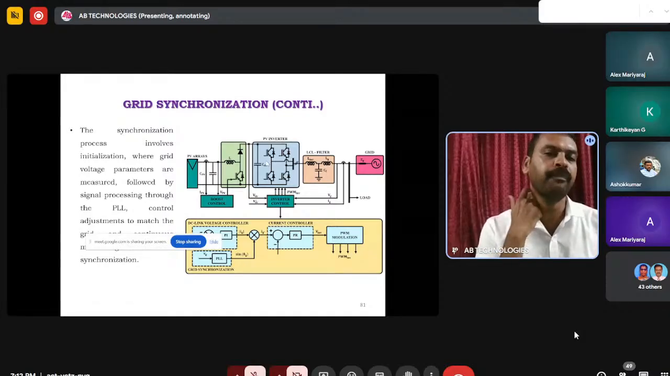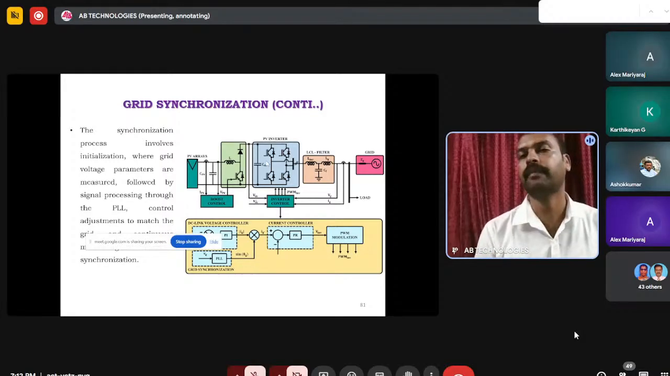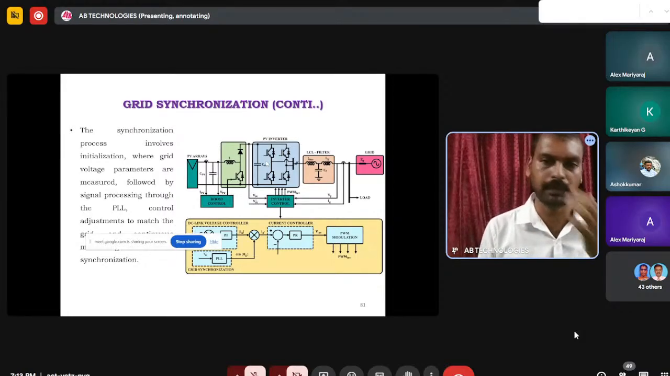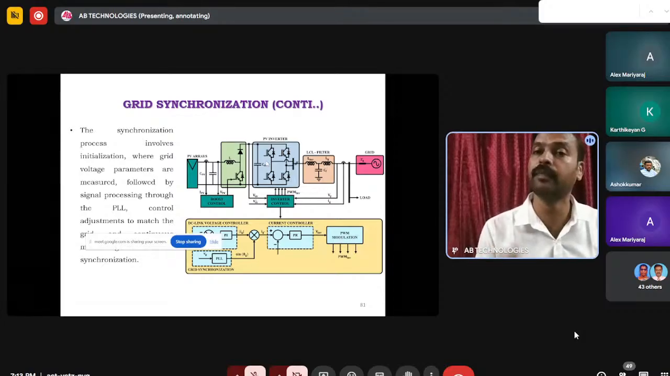But during daytime, you have to assign the reference real power. Suppose, for example, your total power is 10 kilowatts and your EV motor is 3 kilowatts, then among the 7 kilowatts, we can give up to 5 kilowatts to the grid. That is the reference. The actual power you can get from the grid.